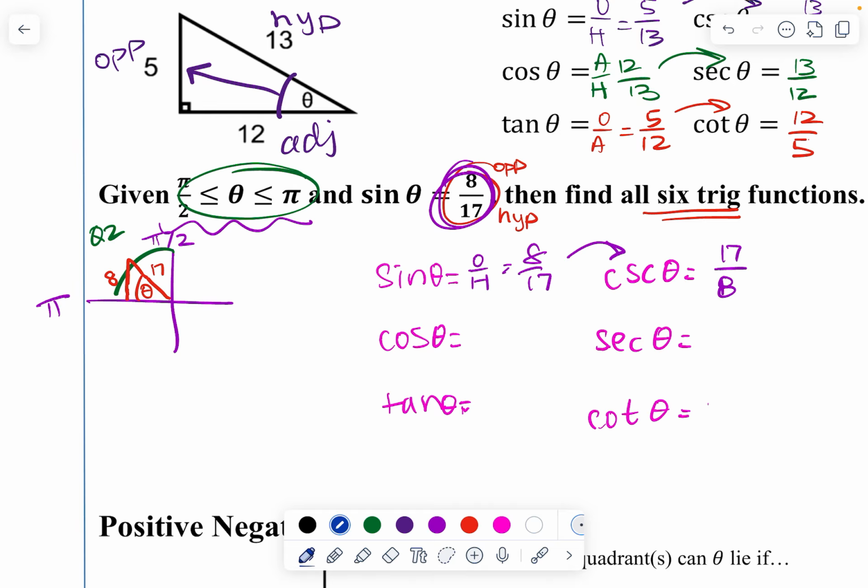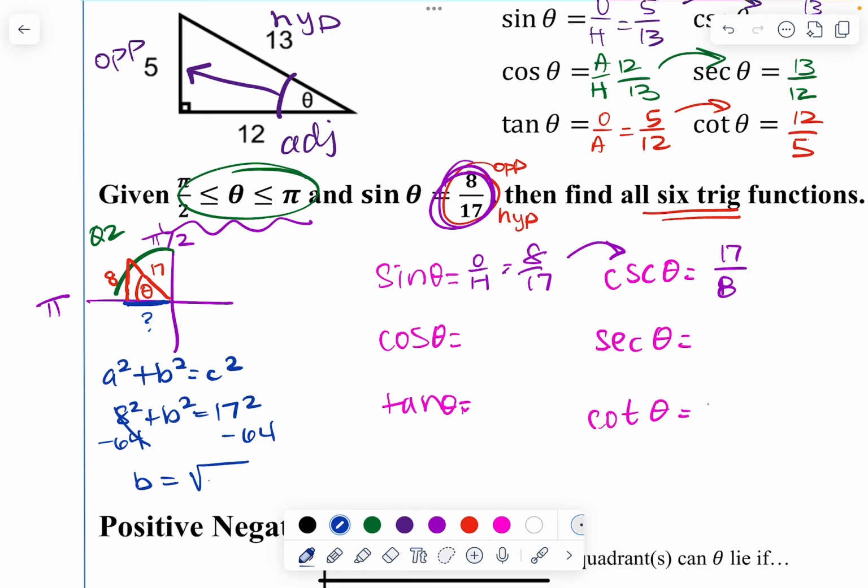Now, to find the next one, I do need to find the adjacent side. We don't have it here, so again, we're going to use our Pythagorean theorem. So I know a squared plus b squared has to be 17 squared. We're going to subtract 64 from both sides. And we end up with b equals the square root of 225. Okay, so if this is 15 and it also goes to the left of the x-axis, we know it's going to be negative 15. So don't forget, sometimes it ends up being negative based on what quadrant it's in.